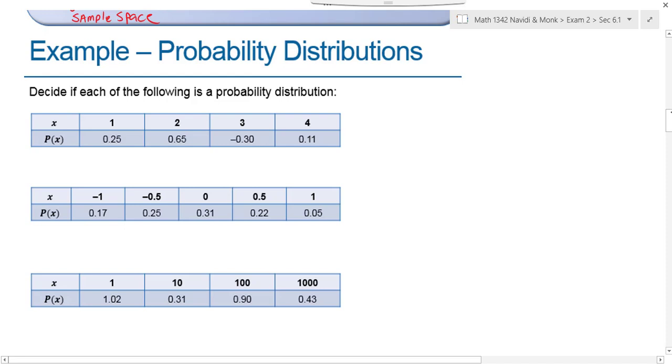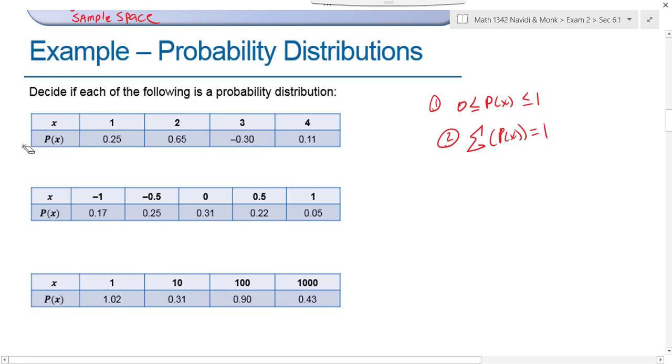In this example problem, I want you to decide if each of the following is a probability distribution. The way that you look at these tables is the top row here represents your random variable. It's a numerical value that's assigned or paired with a probability. These two conditions have to be satisfied. Probabilities can only have a value between 0 and 1, and the sum of all the probabilities has to be equal to 1. We've looked at this capital sigma before, haven't we? It means to add up everything.